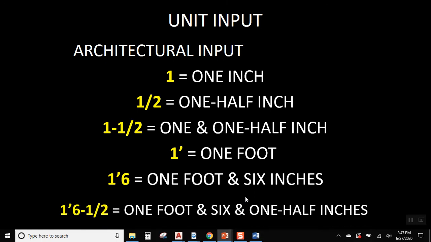And then here's the most complicated one, and if you can remember how to do this one, you are made in the shade. Feet, inches, and fractional inches. So here's the feet with the foot mark, here's the whole inches right afterward, and then if you've got fractional inches, then a dash in between the whole and the fraction. So this is how we do architectural input when we are typing distances and sizes into AutoCAD.